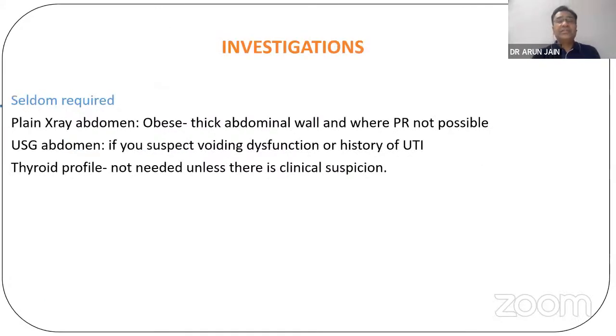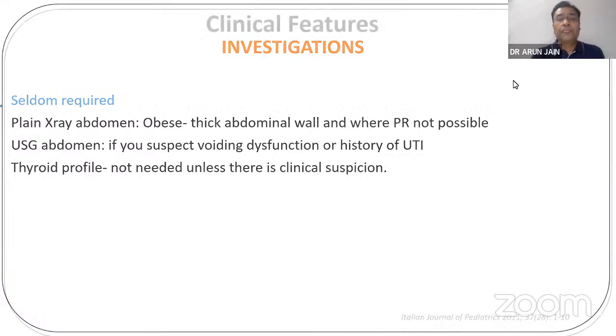So investigations are seldom required. This is very important: the diagnosis of functional constipation is clinical. A plain X-ray abdomen may be done if a per rectal examination is not possible. Then ultrasound if you are suspecting voiding dysfunction or a history of UTI. Thyroid profile is not done unless there is a clinical suspicion, because hypothyroidism itself is one of the major causes of constipation.